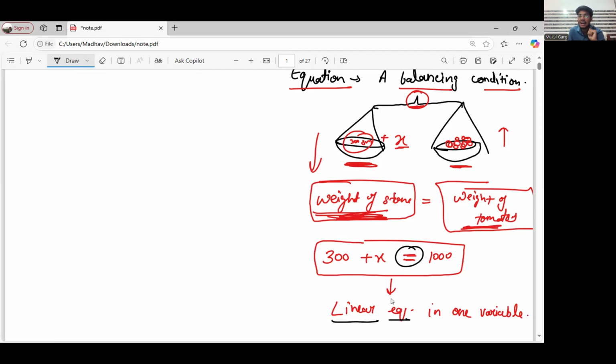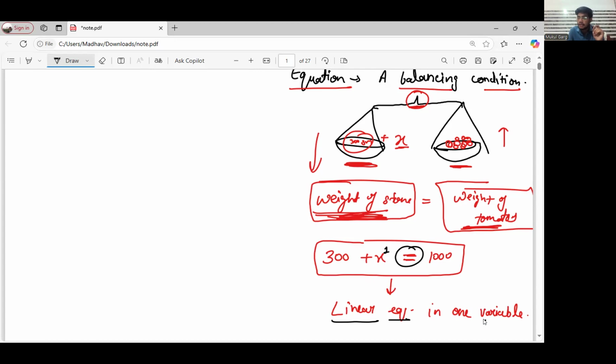Is that linear? How to check whether it is linear? You have to check the power of the variable. If the exponent of the variable is 1, then it is a linear equation. Is this clear to all of you? I hope it is clear, because in polynomials we saw that if the degree of the polynomial is 1, then it is a linear polynomial. So same case here.